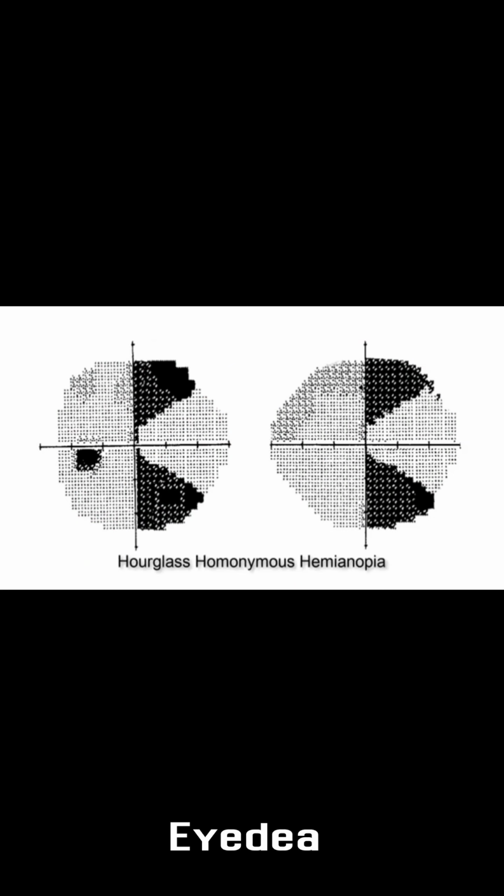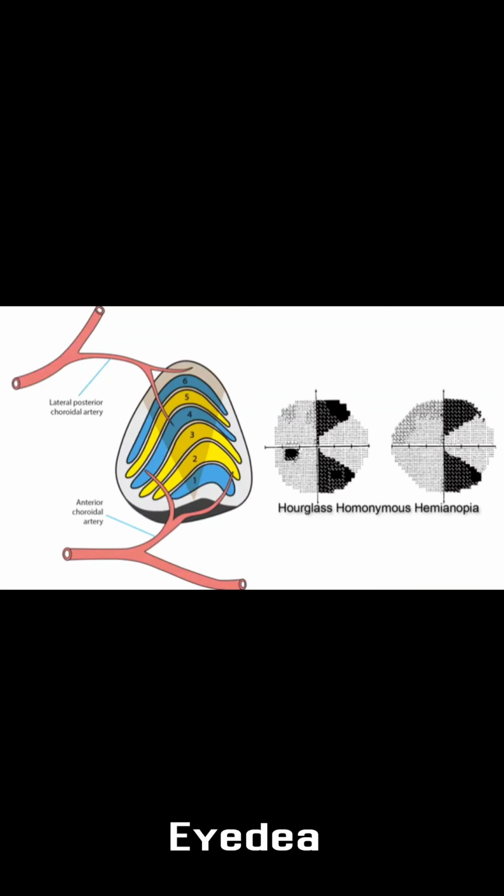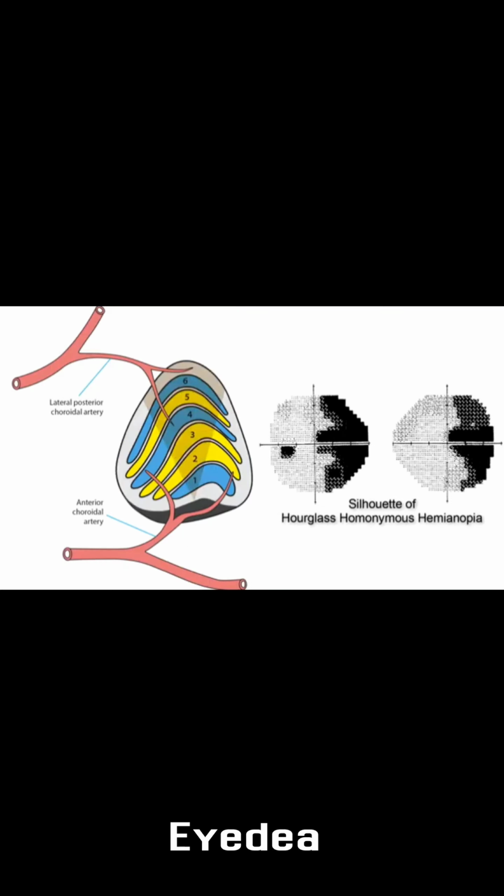Number 10. This is the hourglass homonymous hemianopia characteristic of a stroke of the lateral geniculate body caused by occlusion of the anterior choroidal artery. This defect is rare. Number 11. This defect is the silhouette of the hourglass homonymous hemianopia. It is also characteristic of a lateral geniculate body stroke, this time caused by occlusion of the lateral posterior choroidal artery. This defect is also very rare.